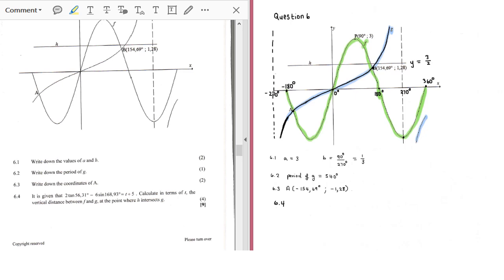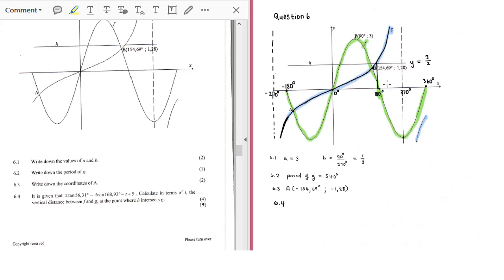Well, the only thing that we really can use is the fact that we are trying to calculate the vertical distance between F and G, and we're given a condition that we specifically want that vertical distance at the point where the graph H intersects G. So here's the graph H. It's this horizontal line. Over here, it's intersecting F. Over there, it's intersecting F. But over here, it's intersecting G. So we are looking for this vertical distance.